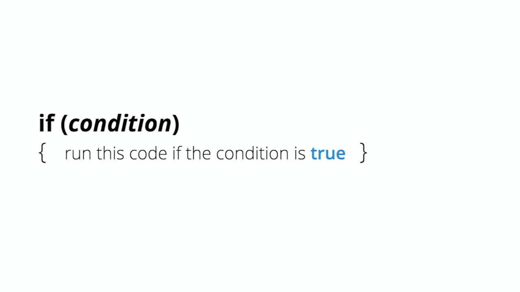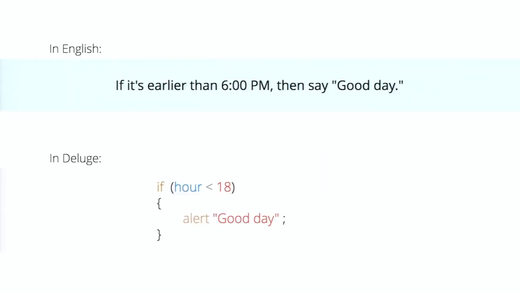In an if statement, we write like this. So if a condition is happening, then we'll run another piece of code if the condition is true. And this is the general way that this will get formatted. So in English, we can have a problem like, if it's earlier than 6 p.m., then say good day. Okay? That's how we might write this in English.